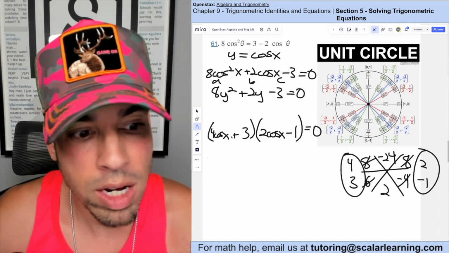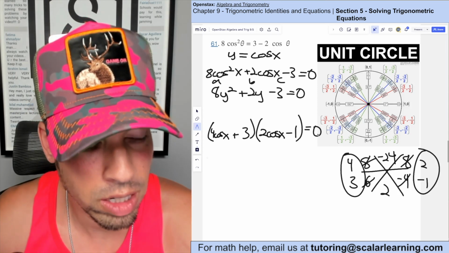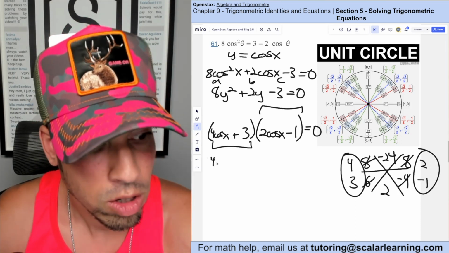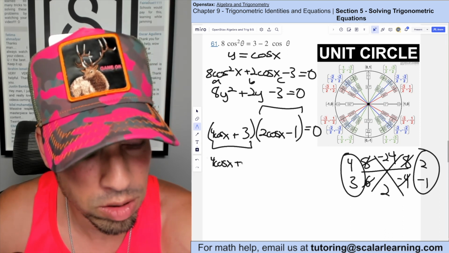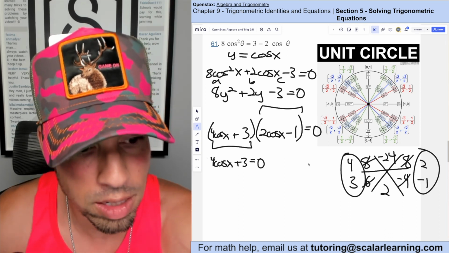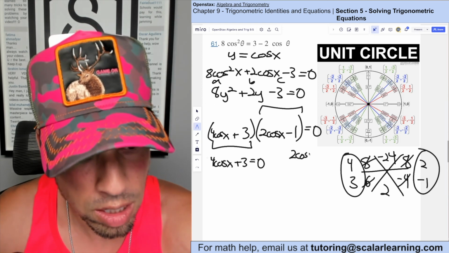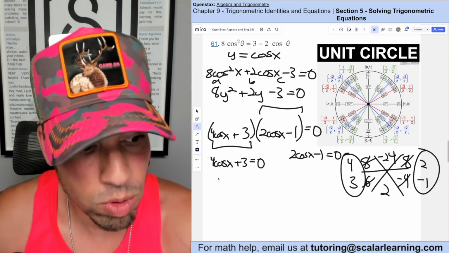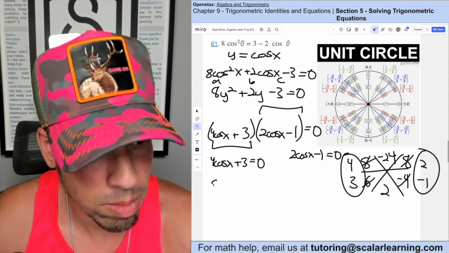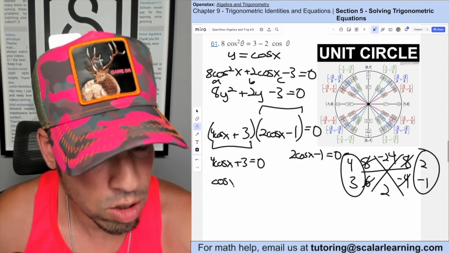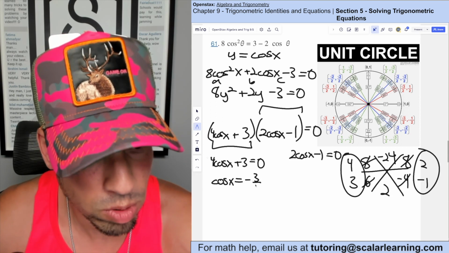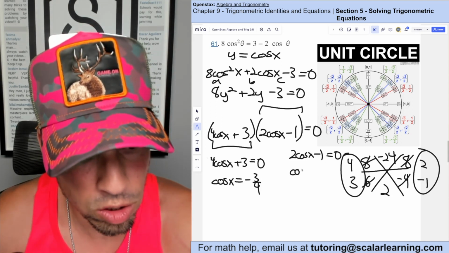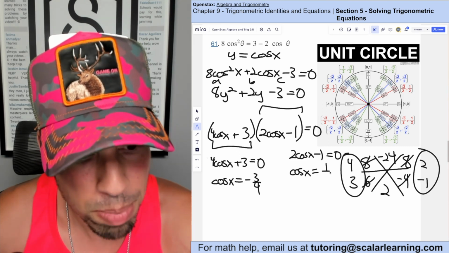All right, now I have two situations. I have two different things that are equal to 0, right? I'm trying to figure out when this is equal to 0 and when this is equal to 0. So first I got 4 cosine x plus 3. When is this equal to 0? And when is 2 cosine x minus 1 equal to 0? All right, let's solve them each now. So we're going to subtract 3 and divide by 4. I'm going to do that in one step. So we're trying to figure out when does cosine of x equal negative 3/4. And then for this one, I'm going to add 1 and divide by 2. When does cosine of x equal positive 1/2?